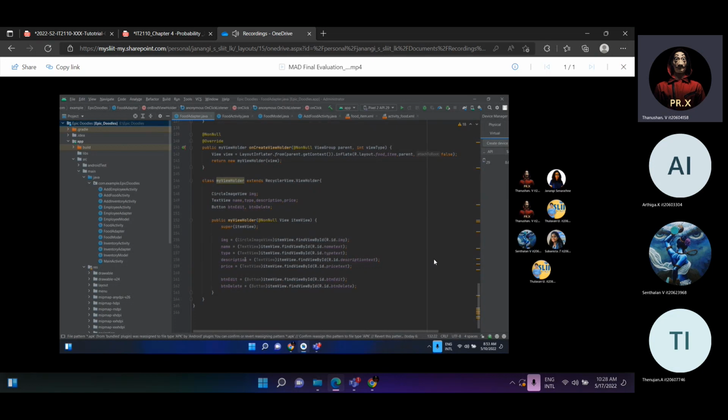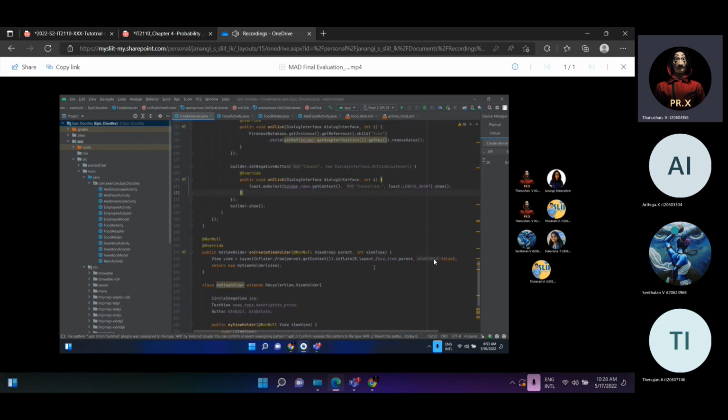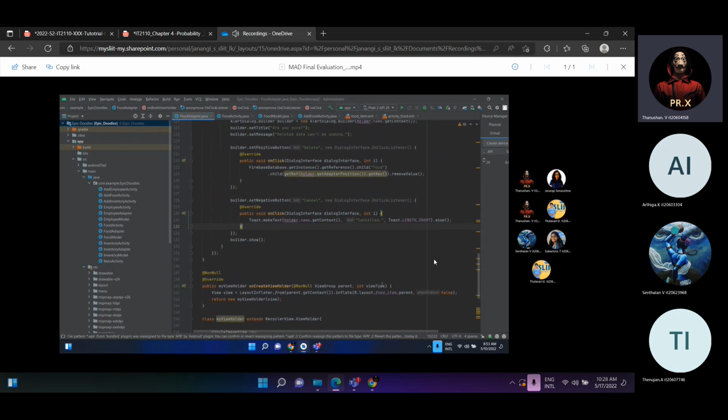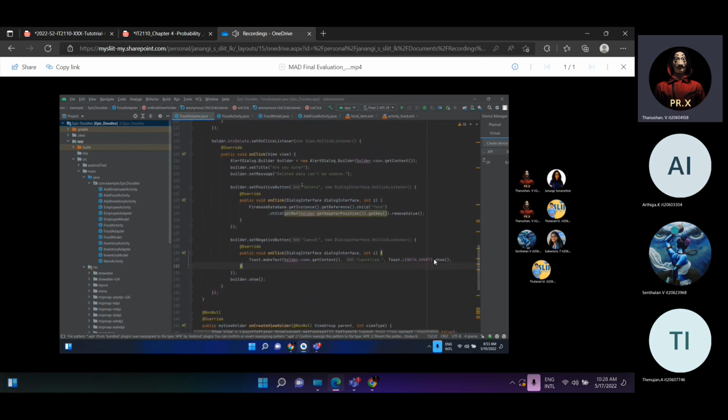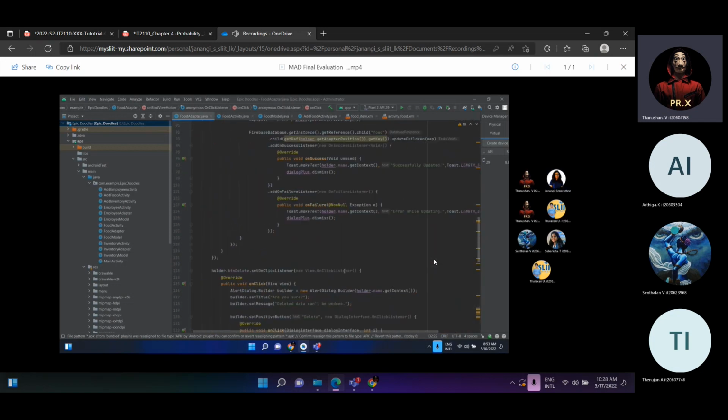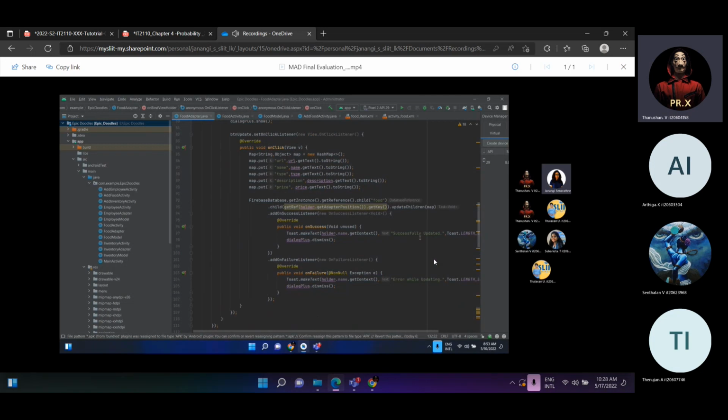It's name, type, the description, and the toast messages, the text. Okay. I rapidly updated, successfully updated. This is a text toast message. Okay.